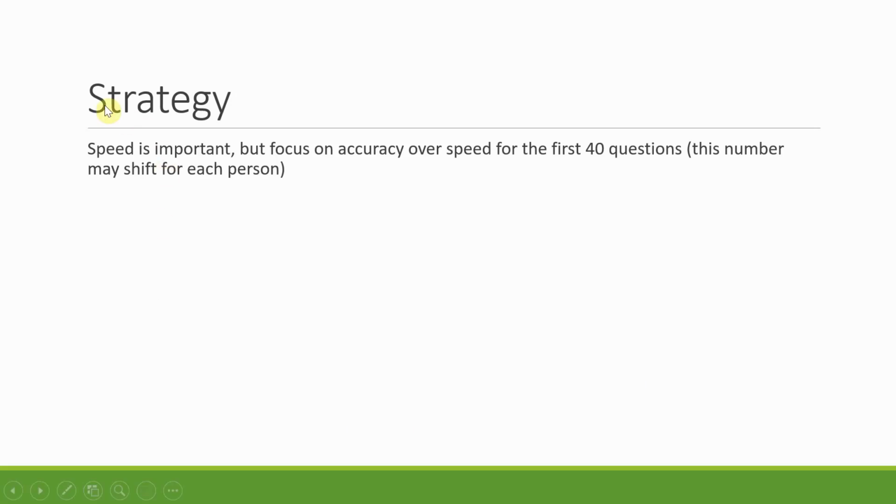So the strategy, when you're actually taking the test, this is going to sound very familiar to some stuff I just said, but speed's very important. But focus on accuracy more than speed for those first 40 questions. And again, that number will shift for every person depending on what your strength is in the math section and what target score you're at and where you are in your prep. Early on, you might be trying to focus on the first 20, then 30, then 40. But usually first 40 is good enough. You don't have to go past there unless you're really targeting super high scores.